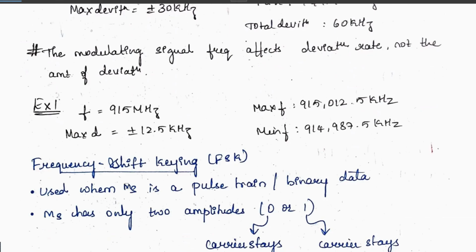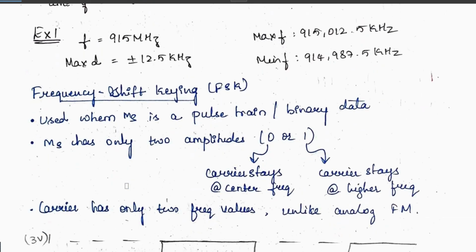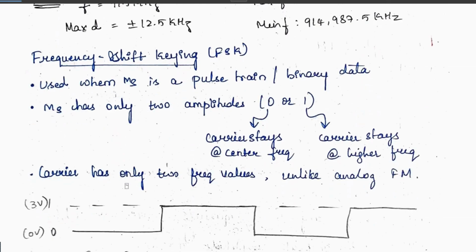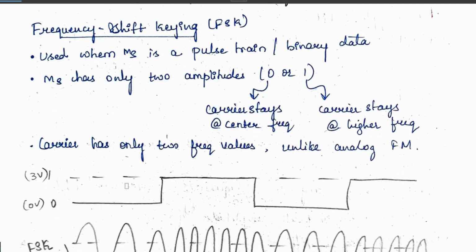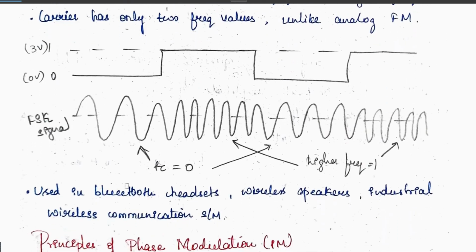Next is frequency shift keying, used when the modulating signal is a pulse train or binary data. The modulating signal has two amplitudes, 0 and 1. For 0, the carrier stays at the center frequency. For 1, the carrier shifts to the higher frequency. The carrier has only two frequency values, unlike analog, which has many; here it is either 0 or 1. You can observe the waveform here. It is used in Bluetooth headsets, wireless speakers and industrial wireless communication systems.